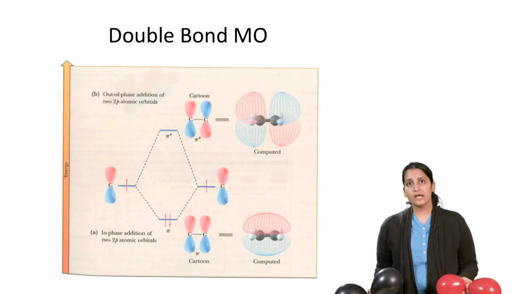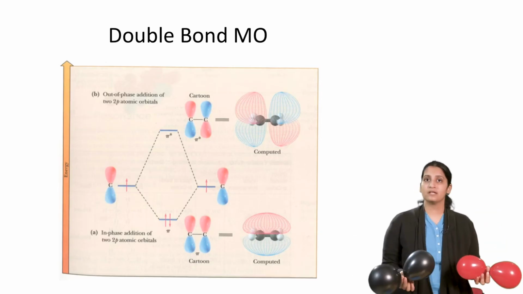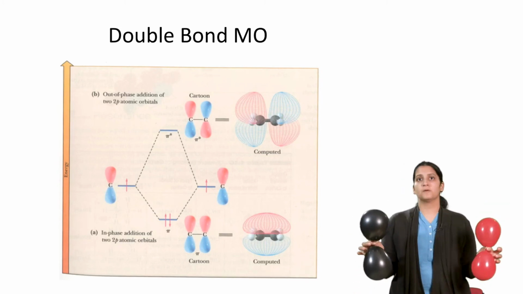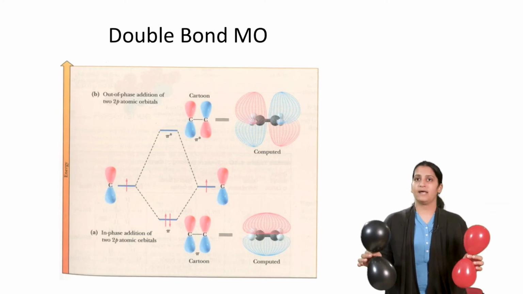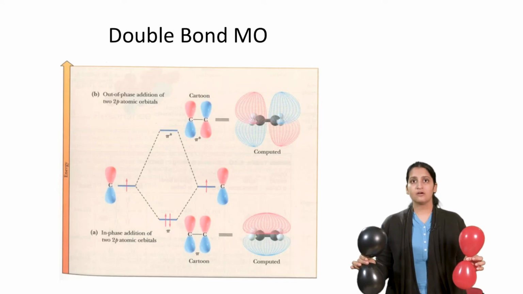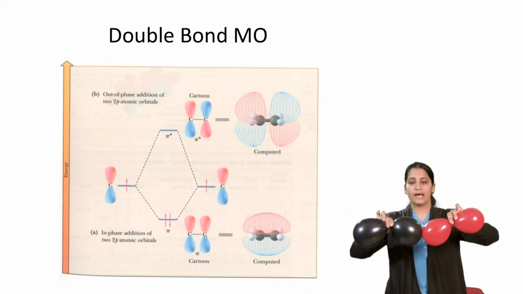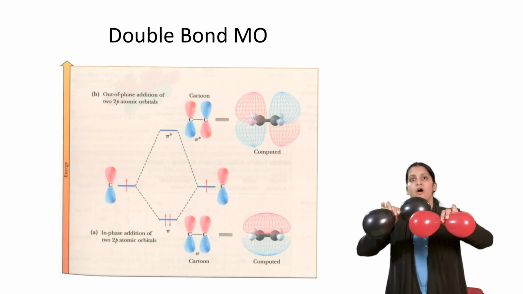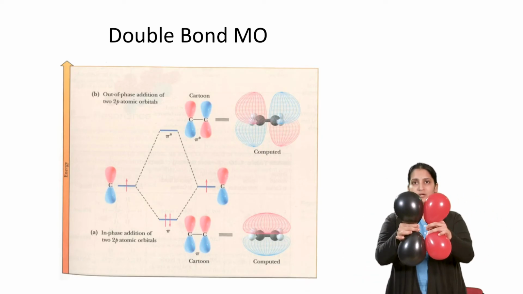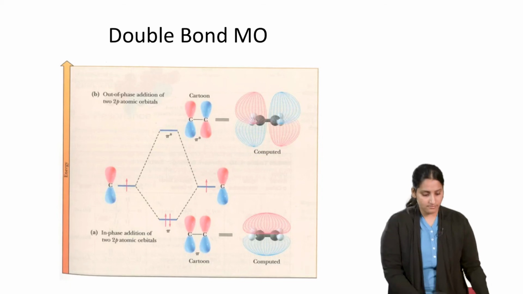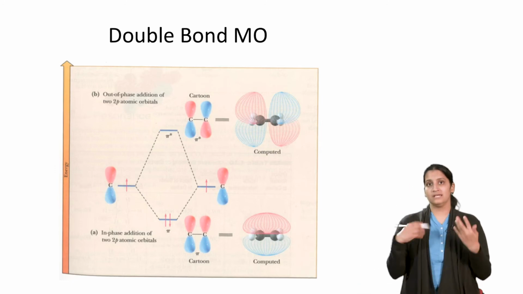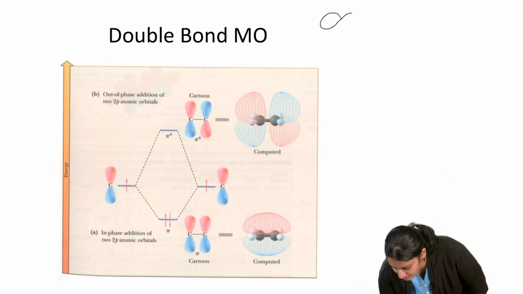Now, let us look at 2 p orbitals overlapping with each other. Now, there are 2 ways in which I can think of these 2 particular p orbitals overlapping with each other. I can think of an end to end overlap such that these 2 orbitals now overlap with each other, or I can think of a side to side overlap wherein you have these 2 orbitals overlapping with each other.